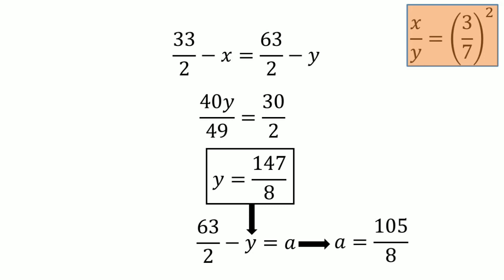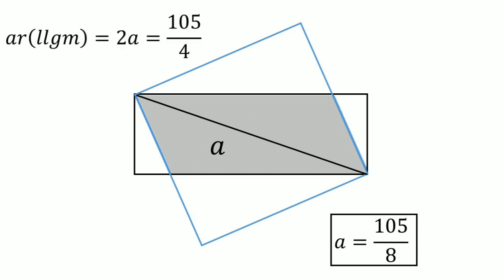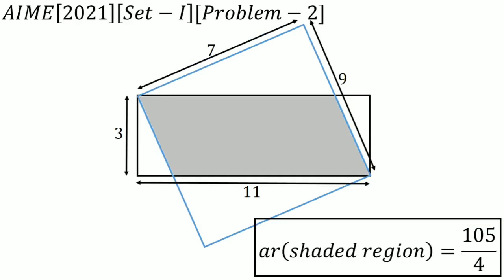Now we go back to our figure. We know that the diagonal of a parallelogram divides the parallelogram into two equal areas. So this is a parallelogram, and the area of this parallelogram is equal to 2A, which is equal to 105 divided by 4. So the area of this shaded region is equal to 105 divided by 4, and that's our correct answer.